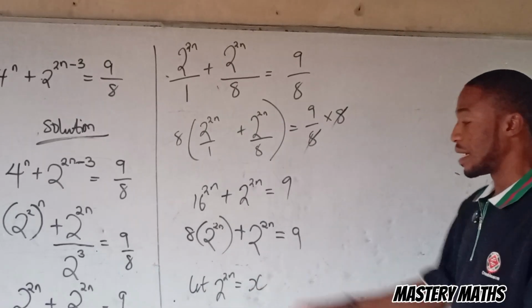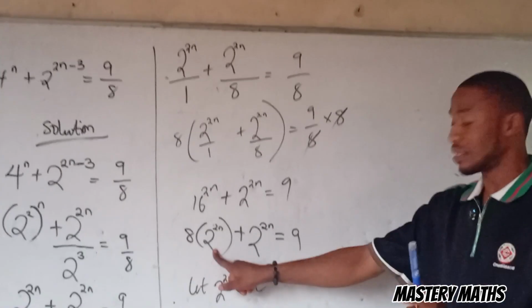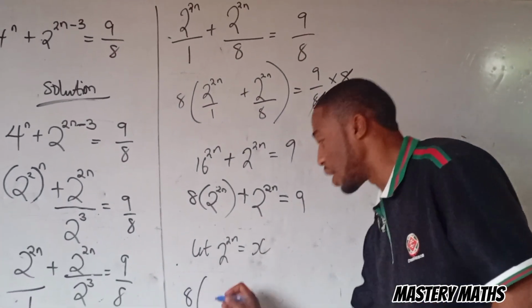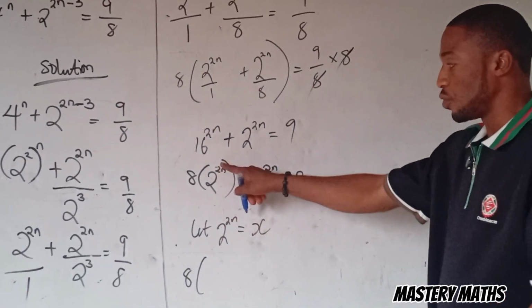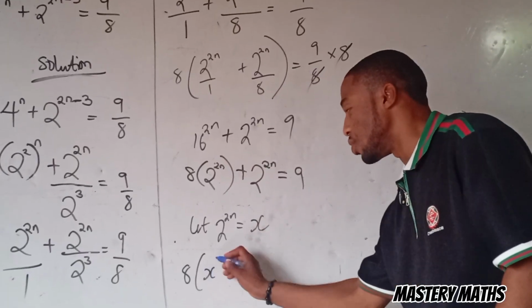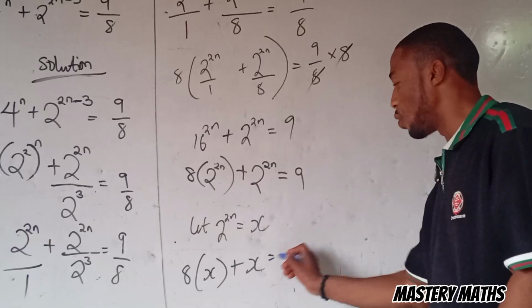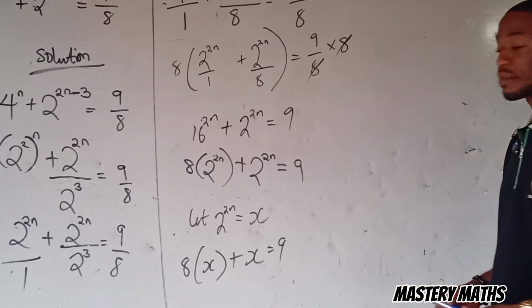So since we've called it x, now this automatically becomes x. This as well becomes x. So it will be 8 brackets. So instead of writing 2 raised to the power of 2n, you call it x, which is your x plus x. This becomes x equal to 9.